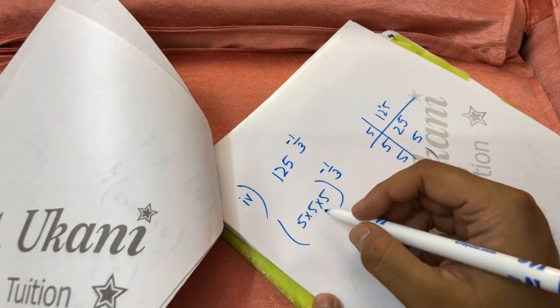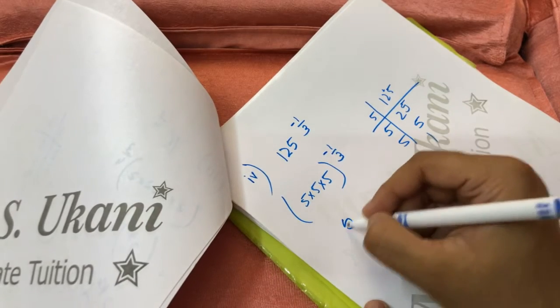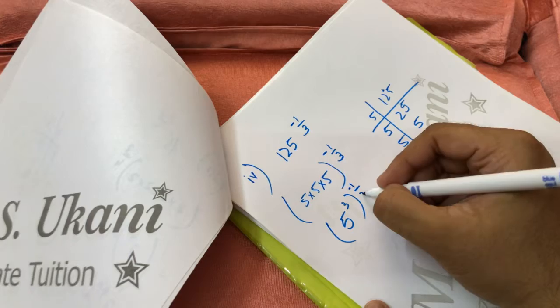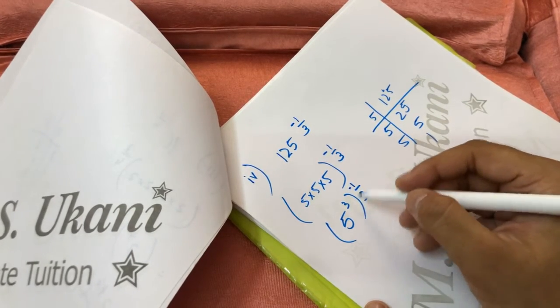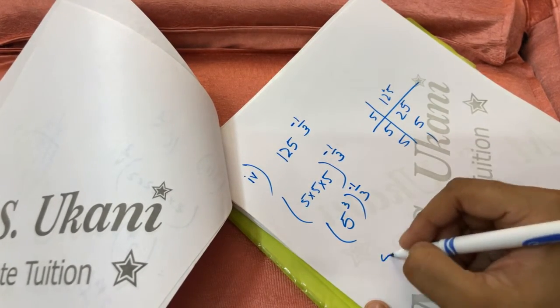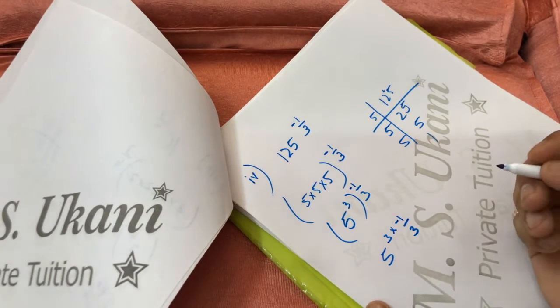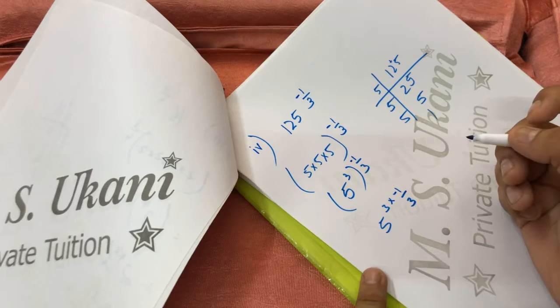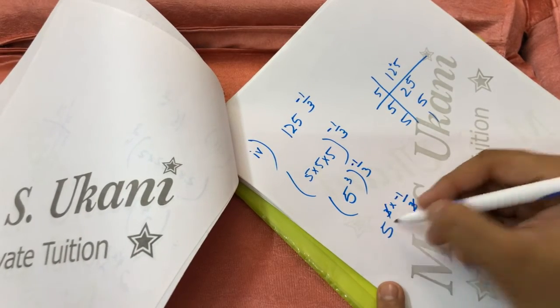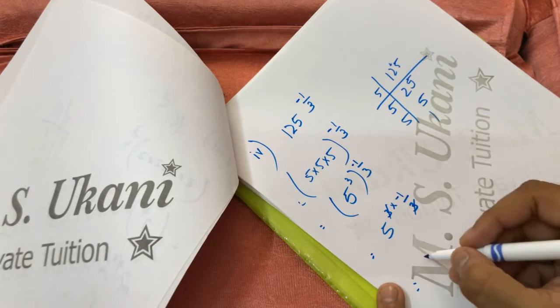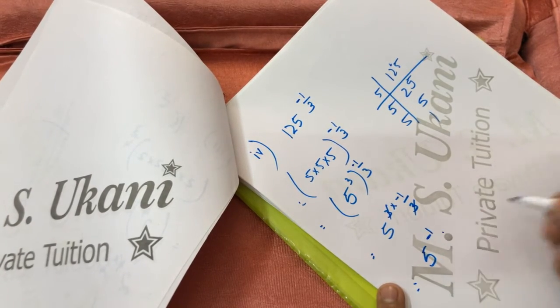Now 5 is repeating 3 times, that means we have to write 5 raised to 3 and our power is minus 1 upon 3. Now you know that the relation between the powers is multiply. So 3 multiplied by minus 1 upon 3. Okay, now here the 3 will cut. So our answer will be 5 raised to minus 1.